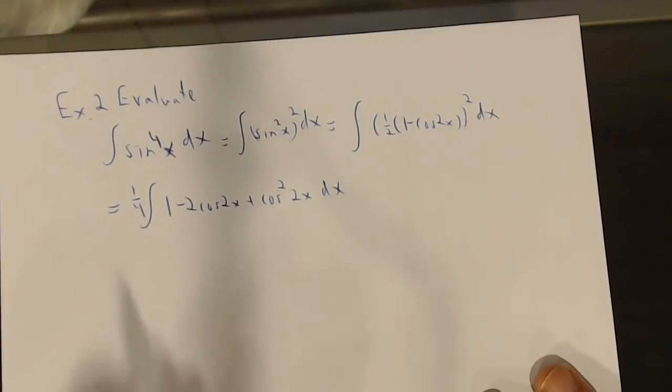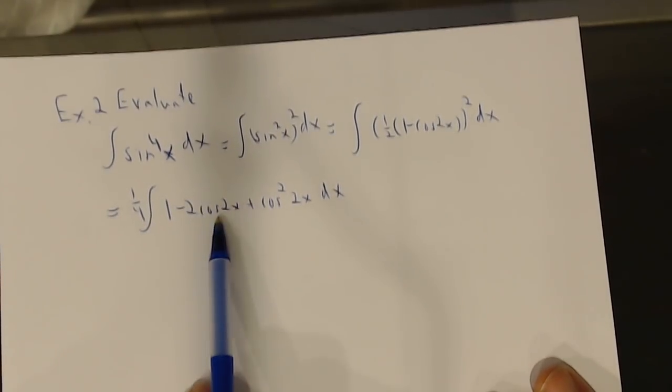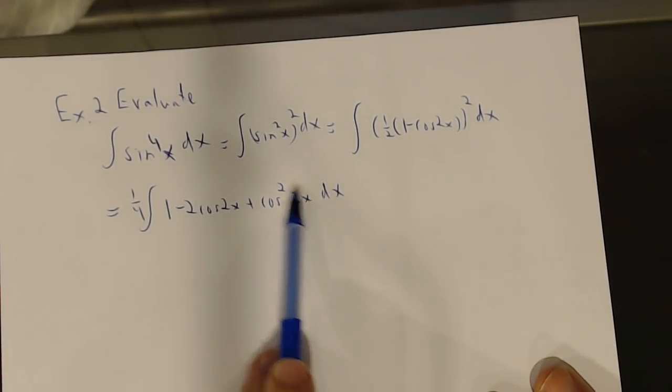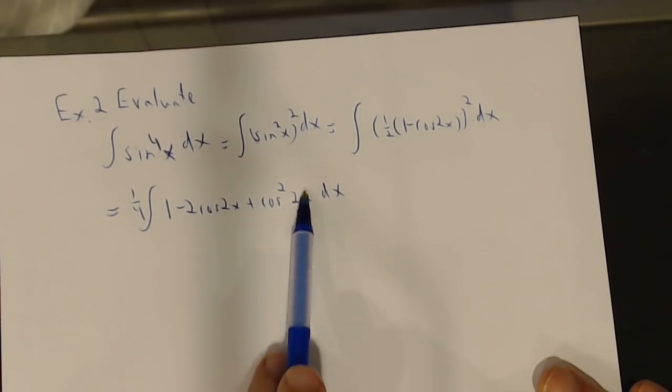Now look, let's take a moment and look at this. I could find the antiderivative of that. I could find the antiderivative of that. That guy I can't find the antiderivative of. So guess what? To be able to go any further, or to be able to find the antiderivative of this, I could use the half angle identity for this again.